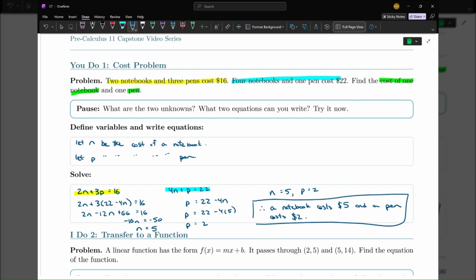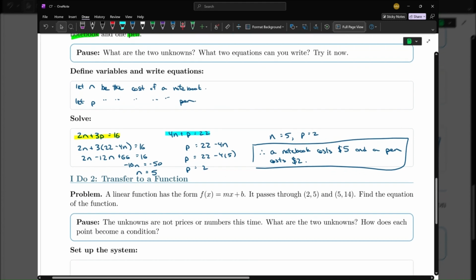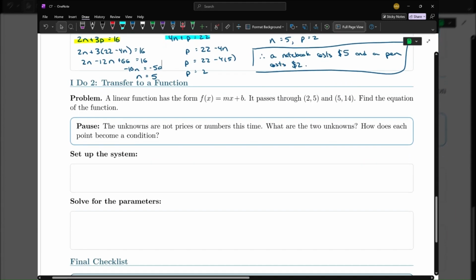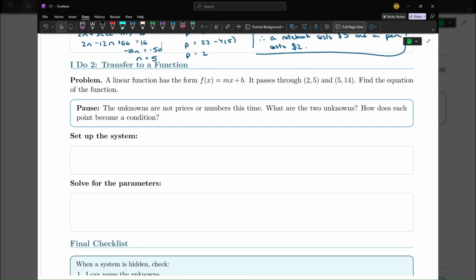That's the process. So let's do one more, transfer into a function, because this is how we'll really often see these questions set up. Not so much the more obvious math 10, like random pens and notebooks where you're cued to a system. So this one says a linear function has the form f of x equals mx plus b. It passes through the points (2, 5) and (5, 14). Find the equation of the function.